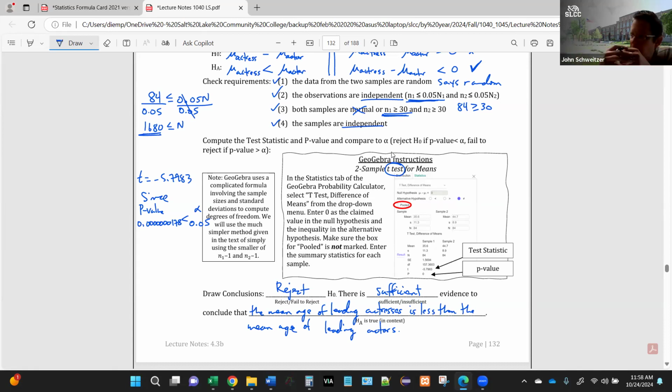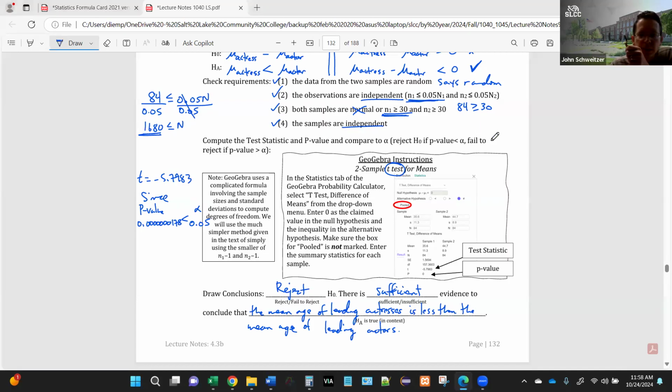As far as I know, there's never been anybody who's won best leading actor and leading actress, so I'm pretty sure those two are independent. Does that make sense? So you look at the two populations, and if they're more or less non-overlapping, then they're independent of each other. Okay, good.